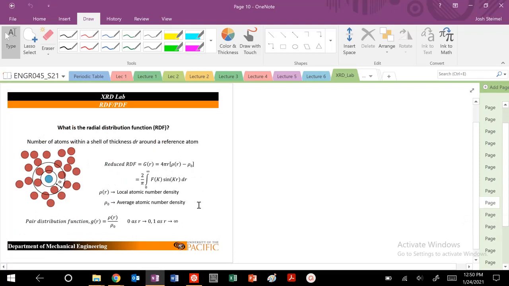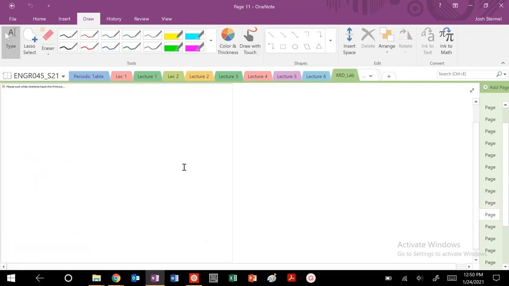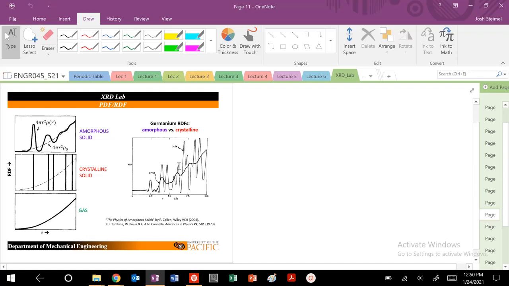Radial distribution functions. Again, we're going to talk about that a lot in class. And hopefully you watched that video already. And here you can already start to see, right, for PDF, gas, crystalline solids, you see the peaks, and the wider peaks for amorphous solids or semi-crystalline.